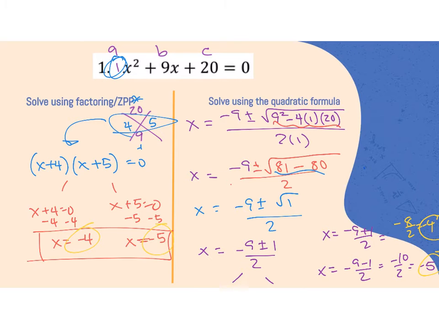Okay, so we've talked a little bit about how factoring is pretty nice. It's a little bit shorter of a process usually. The quadratic formula takes us a little bit longer. It's a little bit more steps. But the one thing about the quadratic formula is that the quadratic formula works every single time. So that's good. We're going to see a little example of that today.